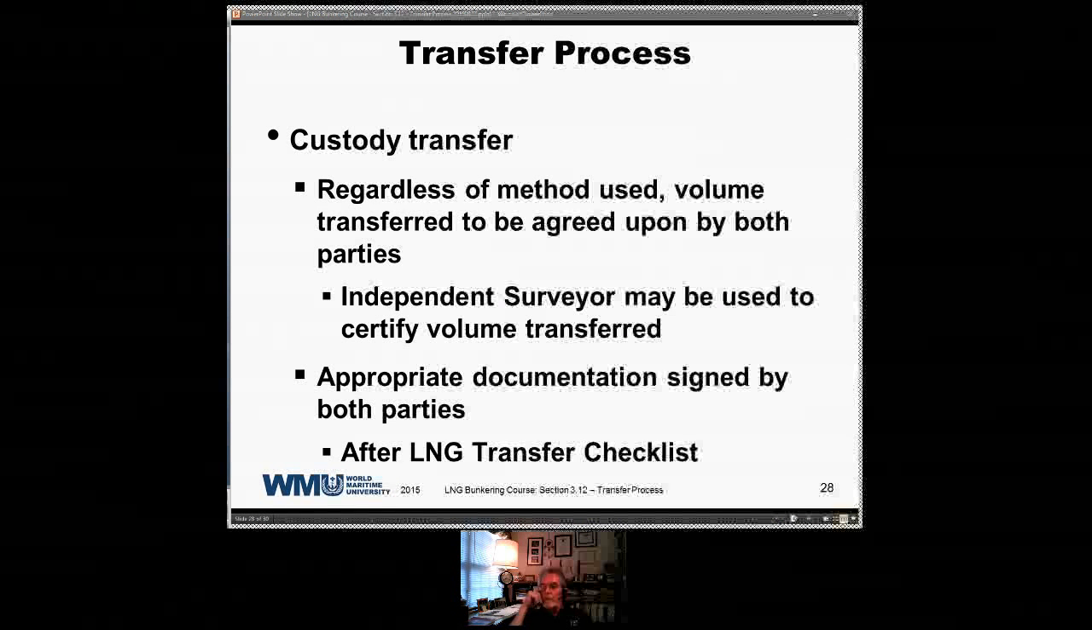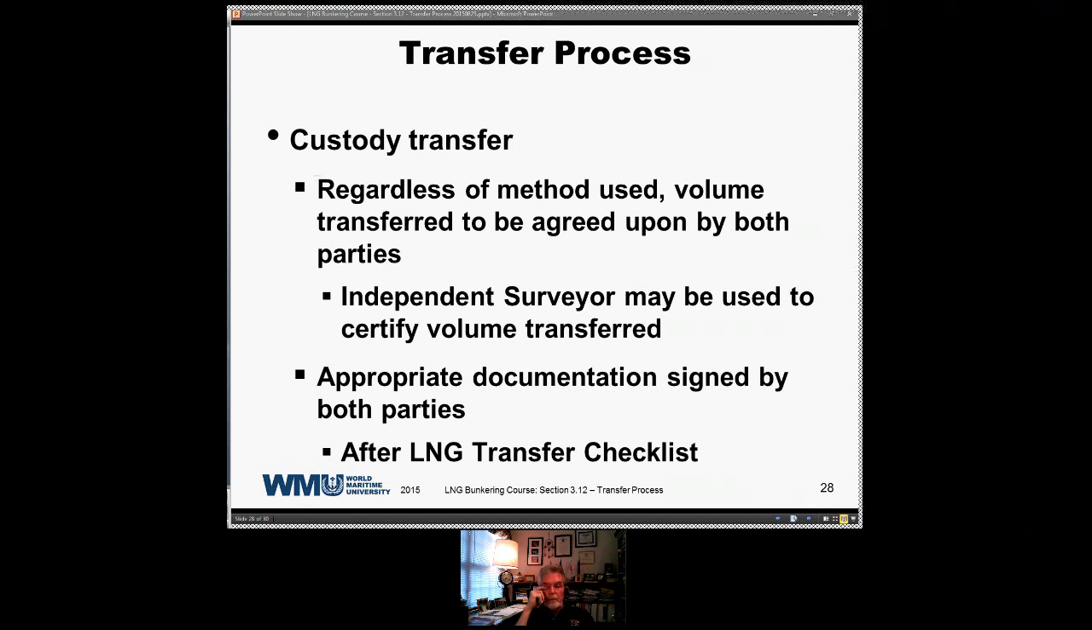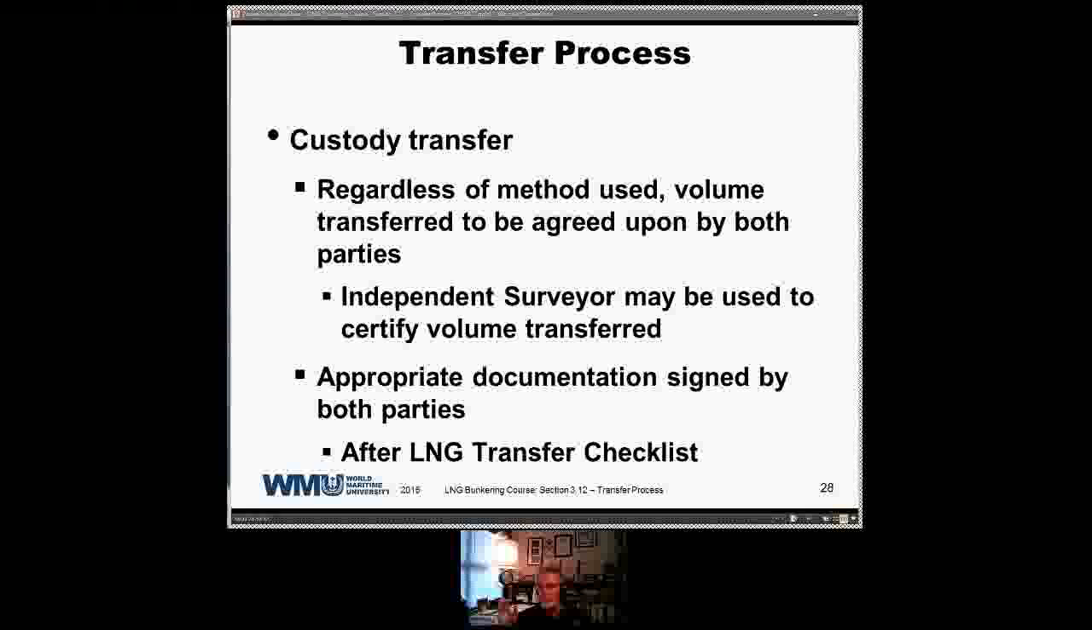Some terminals or some companies will use an independent surveyor. So the ship will have its figures from the custody transfer system, but the independent surveyor will also use his own figures. He uses the gauging tables, whatever the case may be. Usually his method of determining it is independent of the actual gauging system.